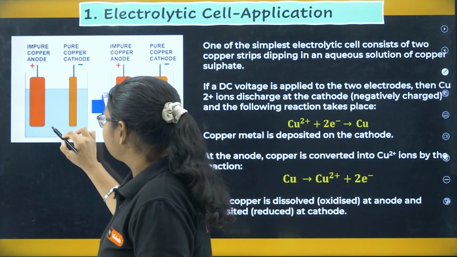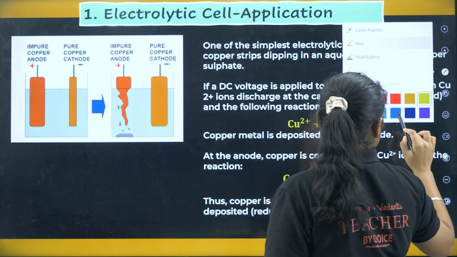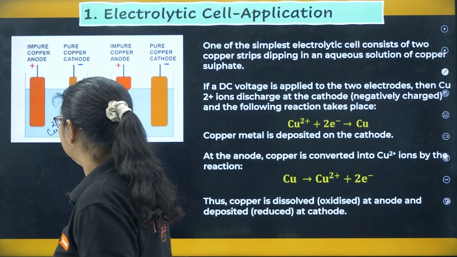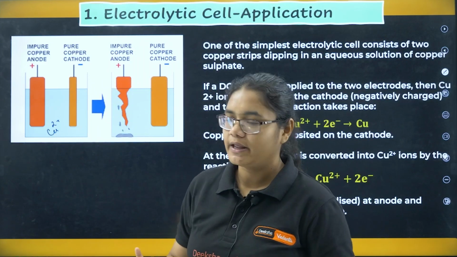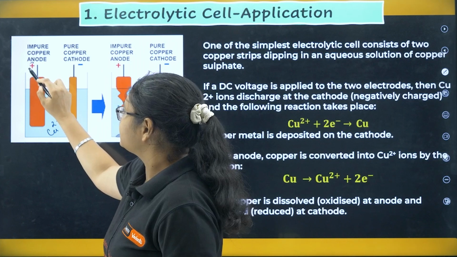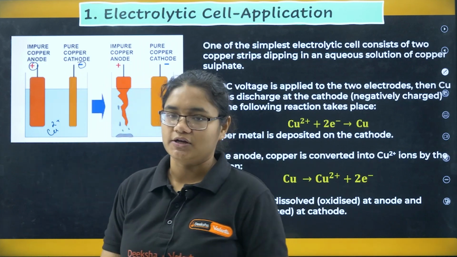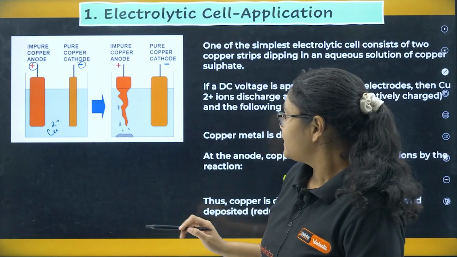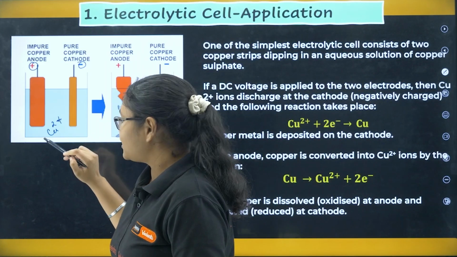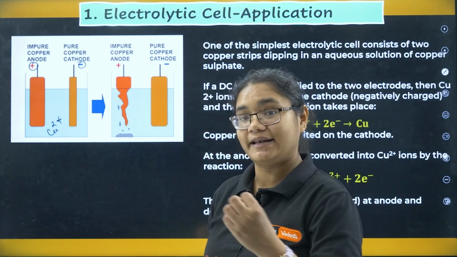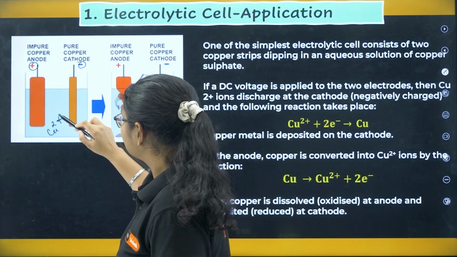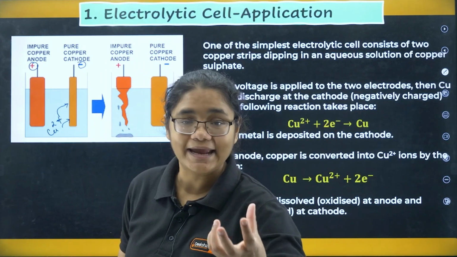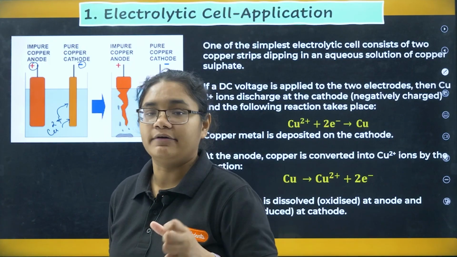And then we have here copper sulfate solution, where you have Cu2+ ions. Now you can see the anode is positively charged, the cathode is negatively charged. Then what will happen? Now see, Cu2+ is positively charged, so it will be attracted towards the negative electrode. So this one will go and discharge itself. It will gain electrons there and it will get reduced.